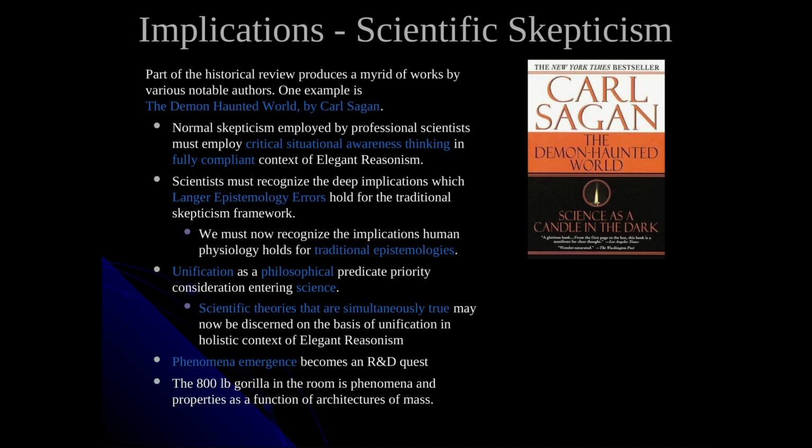And that means after we have all this critical situational awareness thinking, we then need to drop back and say, we need to really understand how phenomena emerges from architectures of mass and the interactions within an event frame. And that becomes an R&D quest. And the 800-pound gorilla in our room here is that we really don't understand these architectures of mass, and we need to put a blowtorch on that and focus on that. And again, we have asked the National Science Foundation to take this under a high priority consideration.